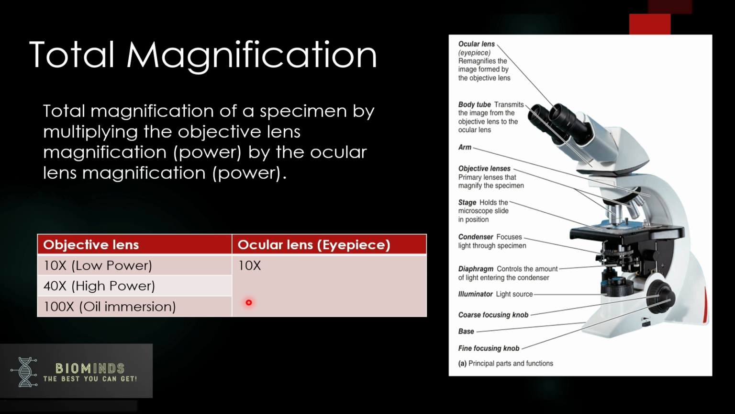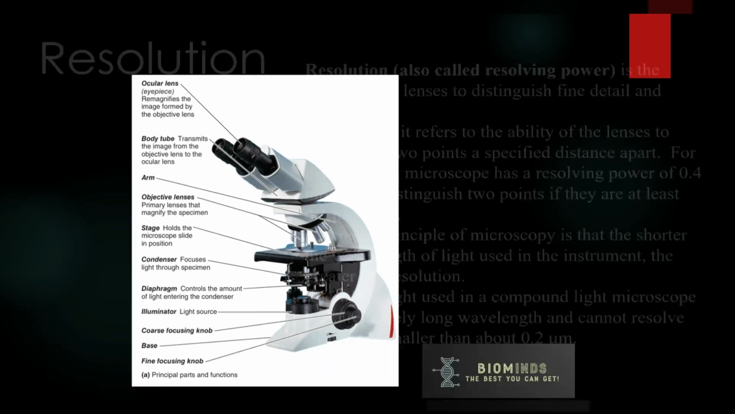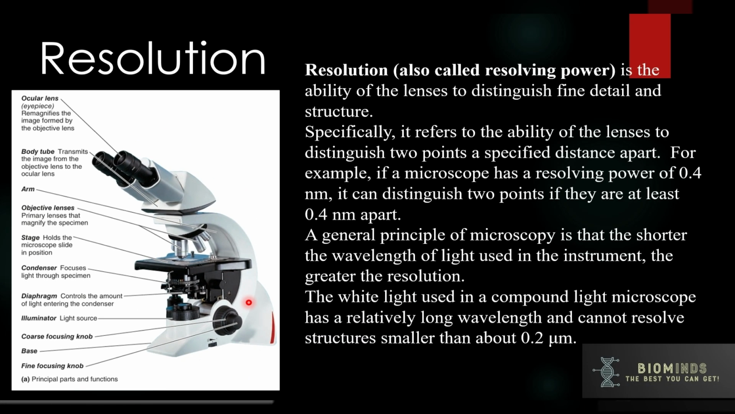Okay, so it helps in the zooming of things. It depends upon which things you are observing. Okay, next comes the term resolution. So resolution is also known as the resolving power. It's the ability of lenses to distinguish fine details and structure.